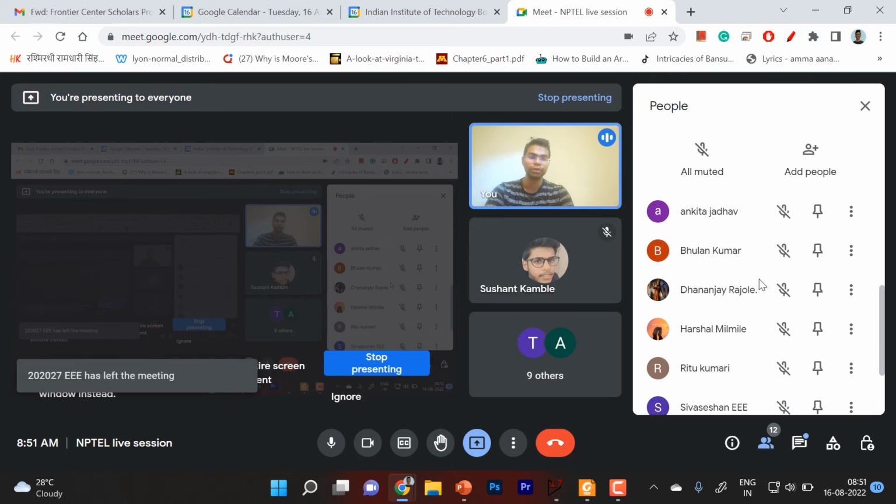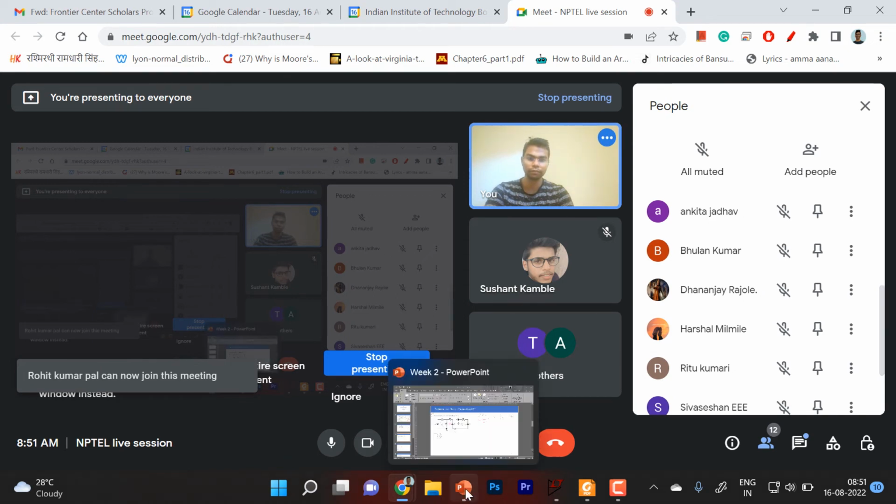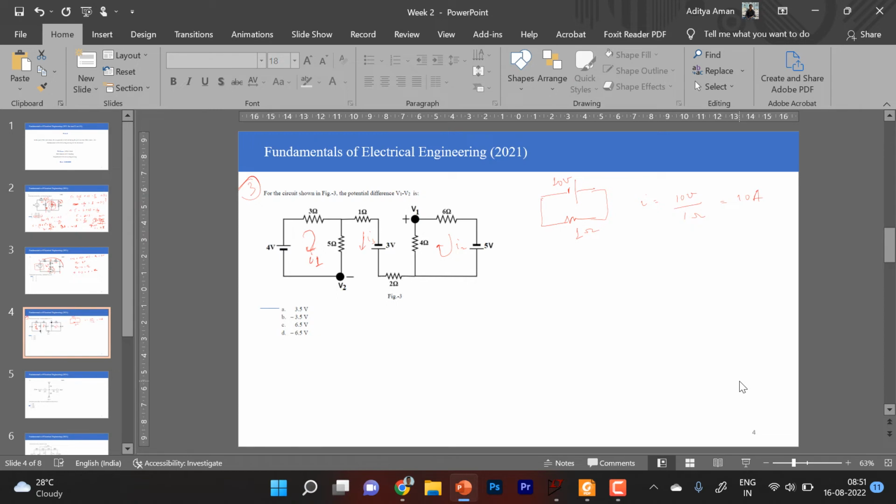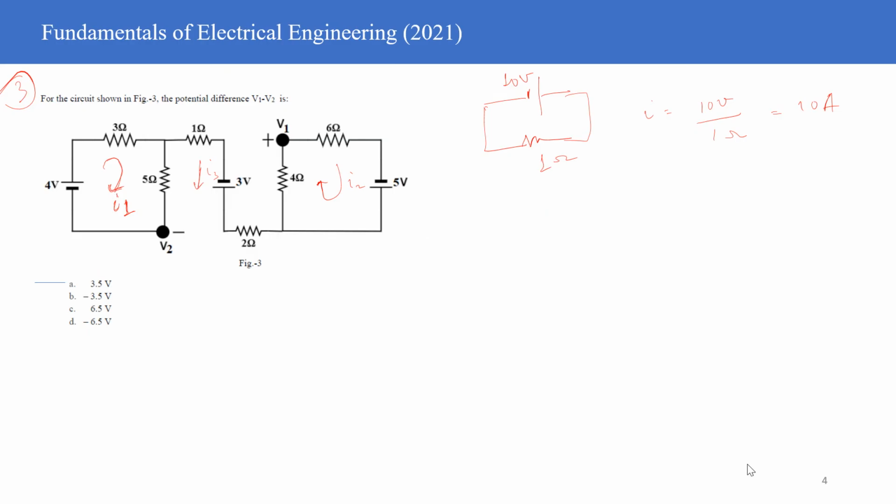Bulan, are you there? Yes, sir. Okay. Do you want to take a guess here? Is there going to be any current I3? Is there going to be a current in the branch I3? Yes, sir. Why do you say so, Bulan?